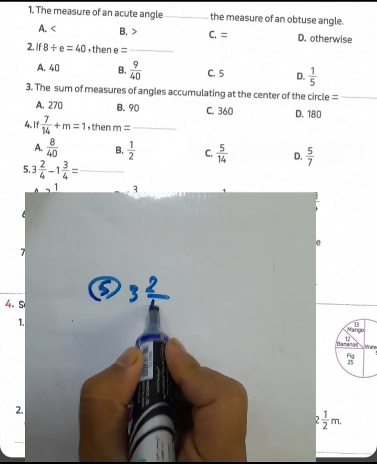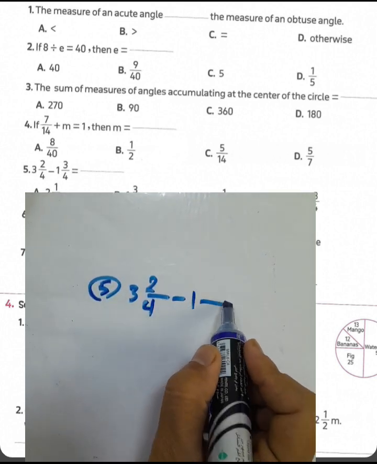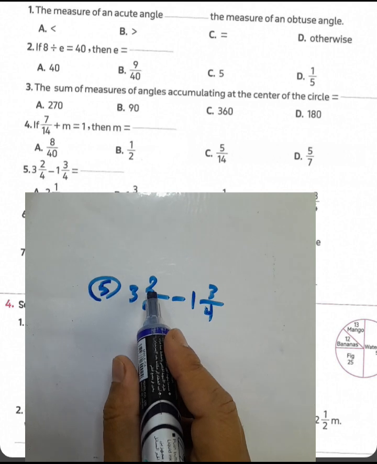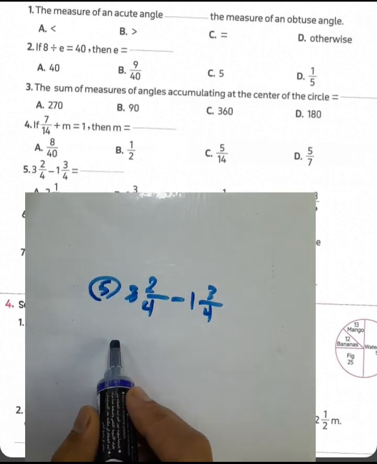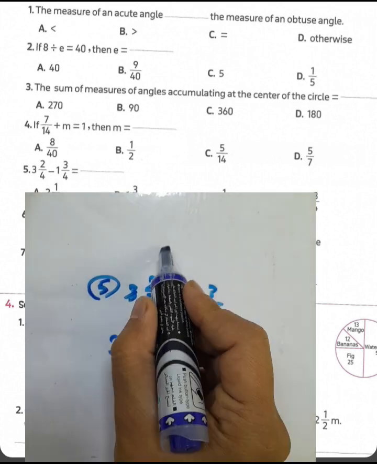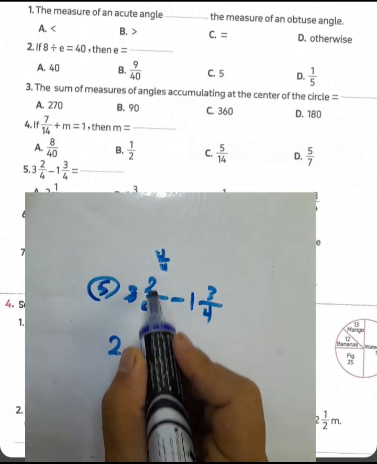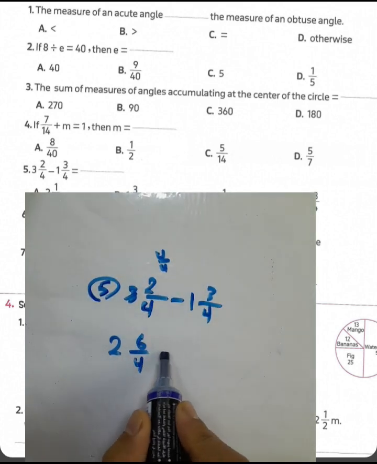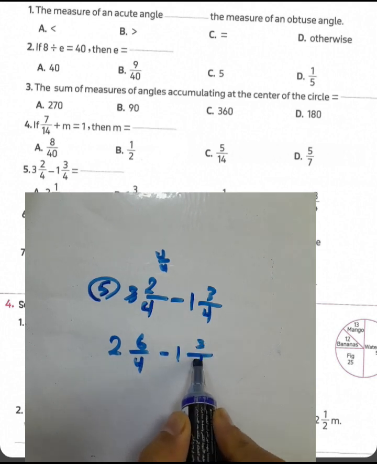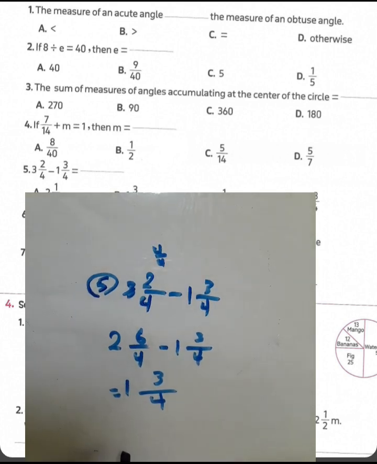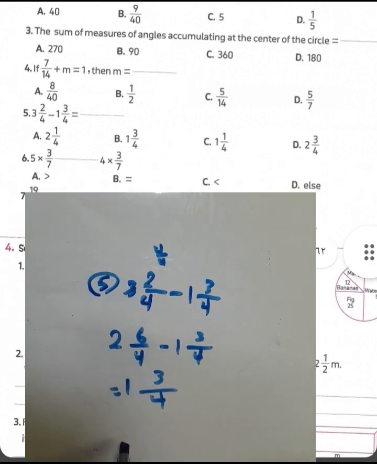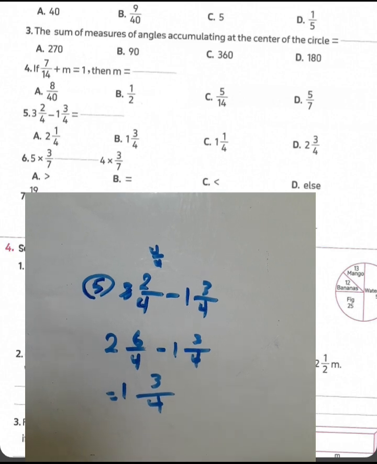3 and 2 over 4 subtract 1 and 3 over 4. 2 minus 3 we can't do, so we must borrow 1 from 3, it will be 2. And the 1 will be 4 over 4 plus 2 over 4, it will be 6 over 4, subtract 1 and 3 over 4. 2 minus 1 equals 1, and write 4 in the denominator, 6 minus 3 equals 3, then the result will be 1 and 3/4. Which is letter B? Choose letter B.